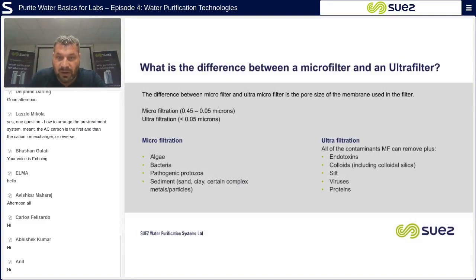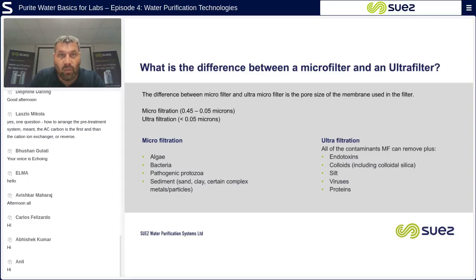What is the difference between a microfilter and an ultramicrofilter? The main difference between a microfilter and an ultramicron filter is the pore size of the membrane used. A micron filter membrane has a pore size of 0.1 micron, and an ultramicron filter has a pore size of 0.001 micron. A microfilter will remove bacteria, microorganisms, and sediment. An ultramicron filter will remove all the contaminants that a microfilter will remove, plus it will remove endotoxins, proteins, and some viruses.